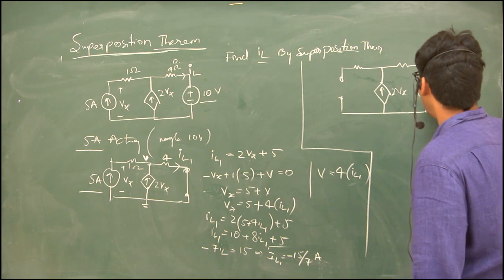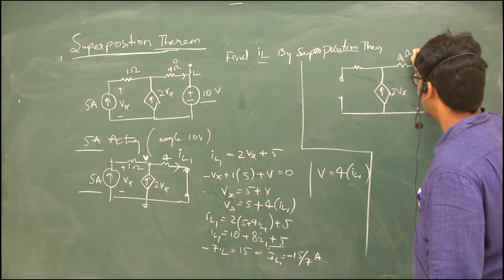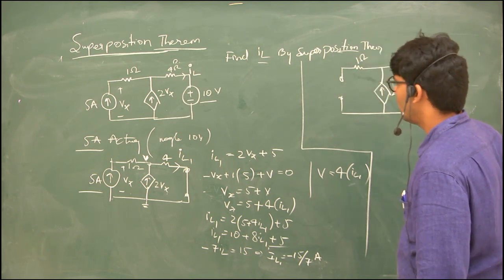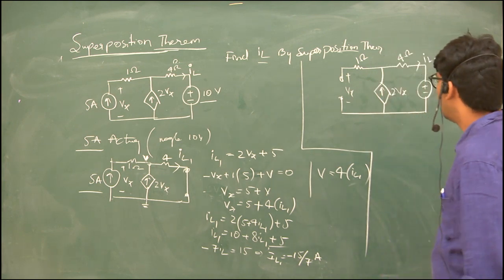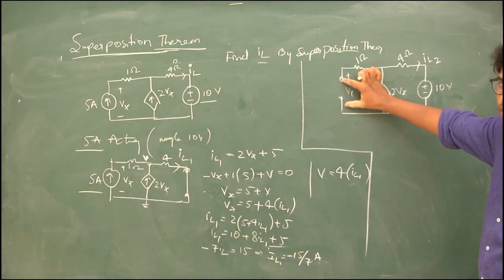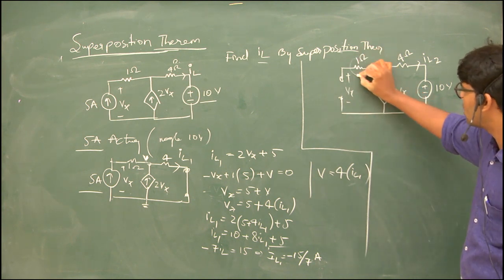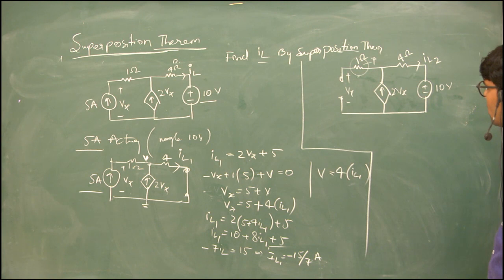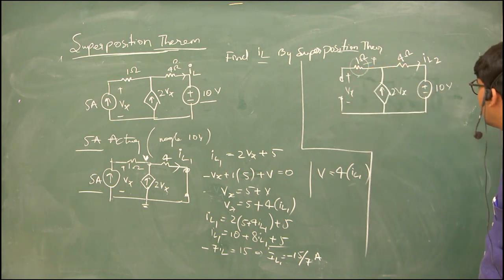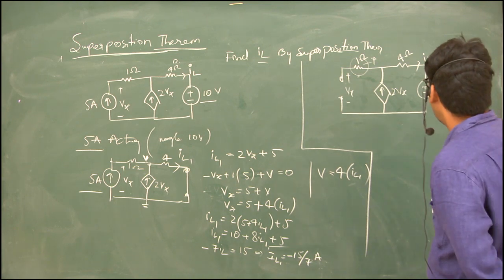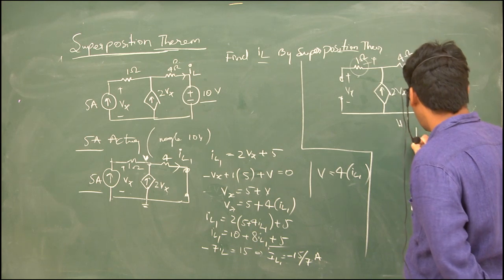10 volts is acting. We need the response IL2. This is 4 ohms and this is 1 ohm, and we are having voltage Vx. In this circuit, since it is an open terminal, this 1 ohm is not acting here, so we neglect this. What is Vx? It is the voltage across this current source now. Redrawing the circuit, we will get it like this.